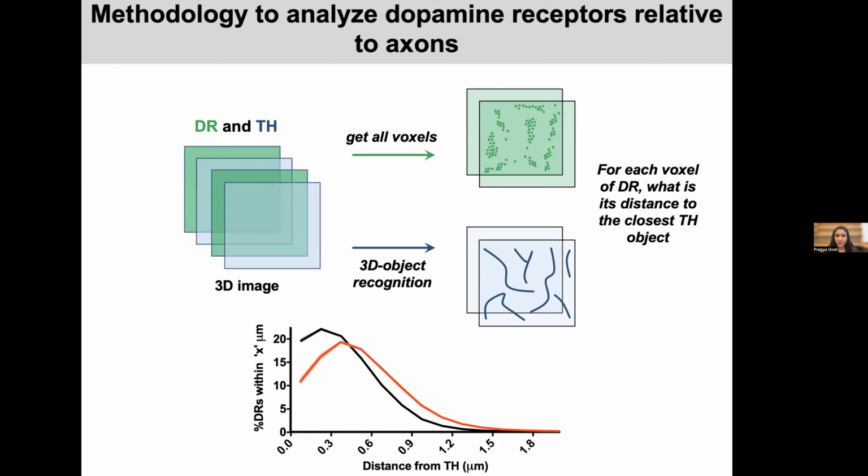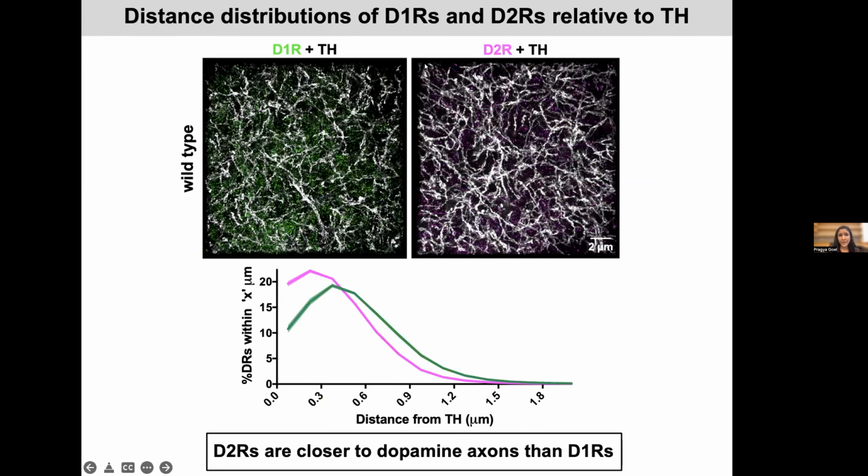The first thing I did was to compare these distance distributions for D1 versus D2 type receptors relative to axons. I found that D2Rs were actually closer to axons than D1Rs. In green, I'm showing D1s, in magenta, D2. Looking at the distance distribution, you can see that the D1R distribution is shifted towards the right with a peak of around 500 nanometers, whereas this is 300 nanometers for D2Rs.